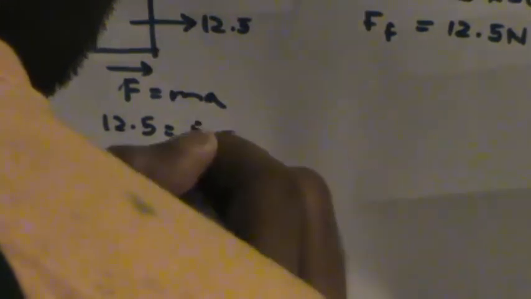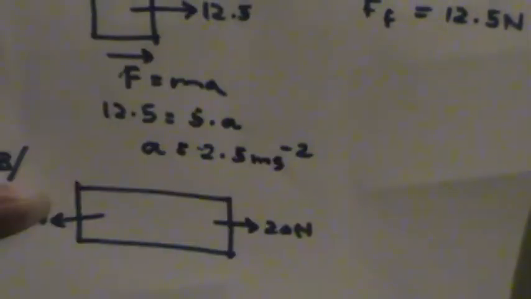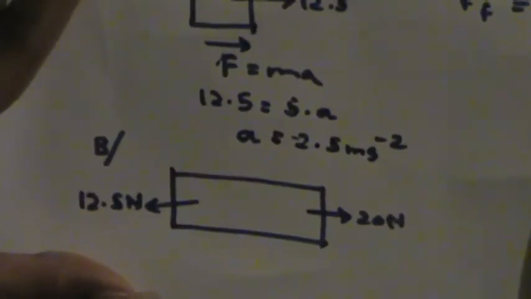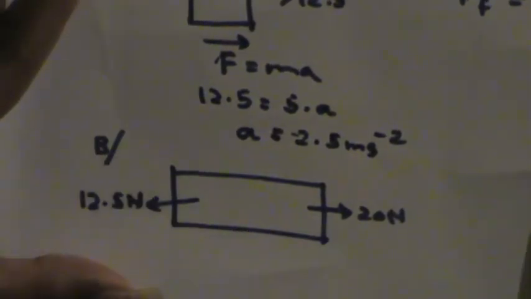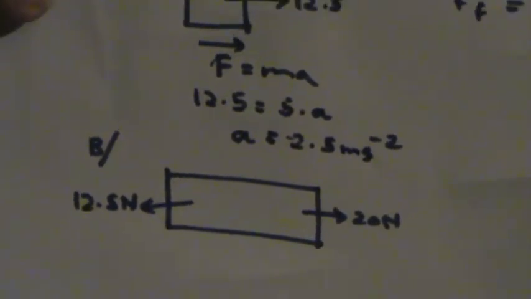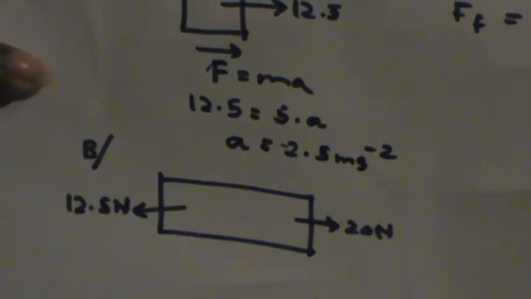Mass has been given as 5 and acceleration 8. So a is equal to 12.5 by 5, which is 2.5 meters per square second. Right? For B, when you are considering B, what actually happens is the total force here is 20 newtons and the total force in this direction is 12.5.